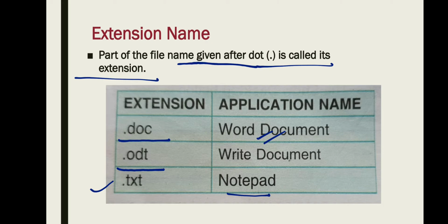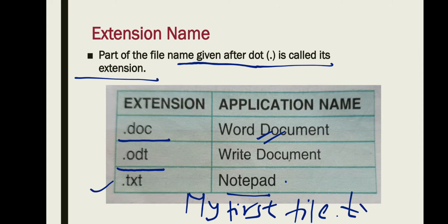It means if you are working on Notepad and you save your file with the name my first file, then automatically it will be saved with .txt after the name that you have given. This is the way in which we can save our file. The name is given by the user and the extension is added with the file name by default.